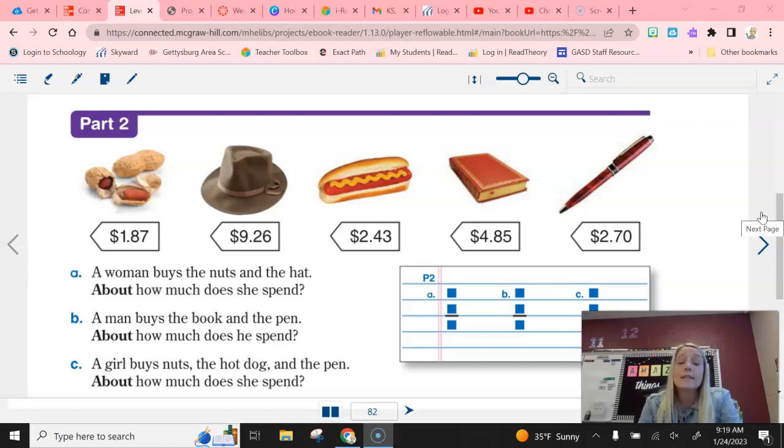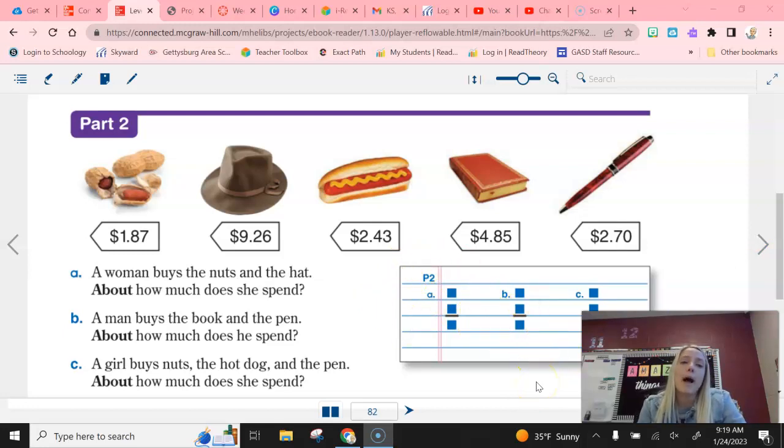We are estimating. If you look at the 3 problems, so part 2A and part 2B and part 2C, there is a bolded word that looks darker than the others. What is that word? The word is about. About means to estimate. Okay, so on your paper, I want you to write part 2, and then under it, write the letter A. They have it set up here for you to look at.